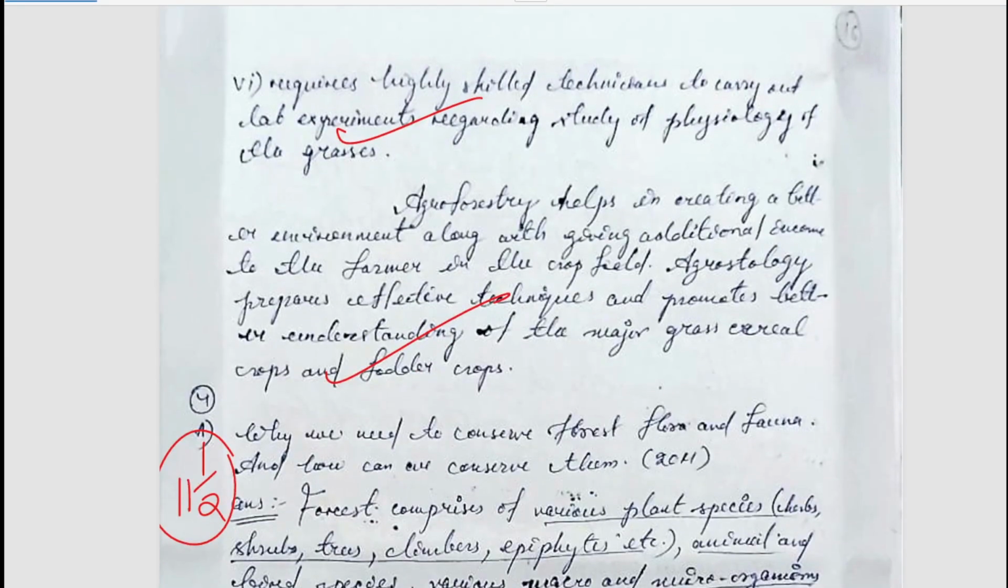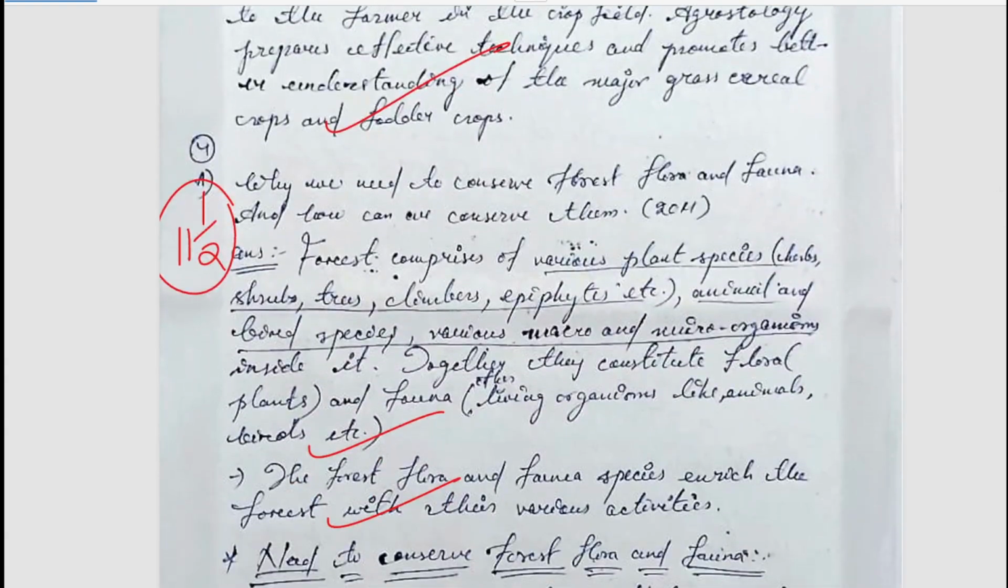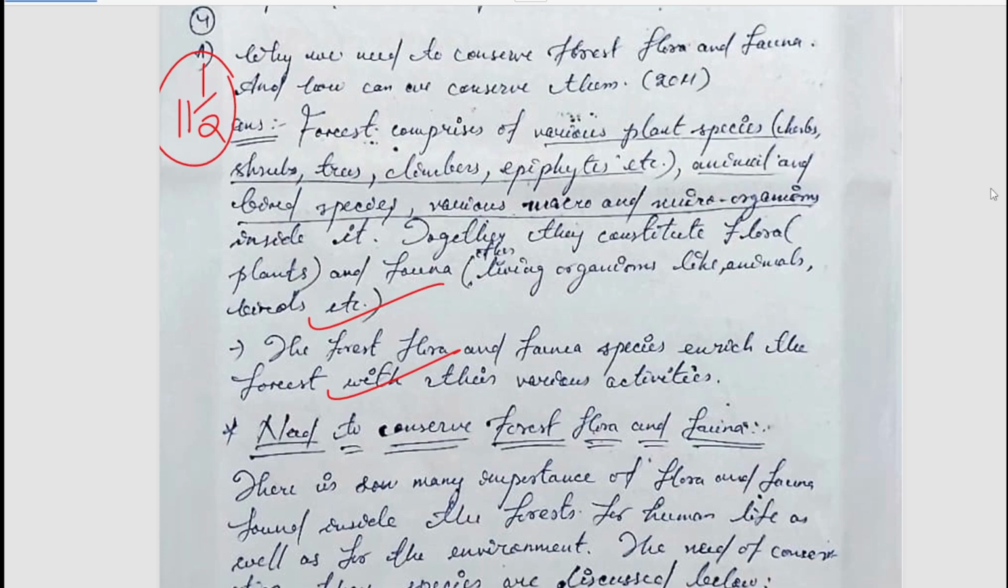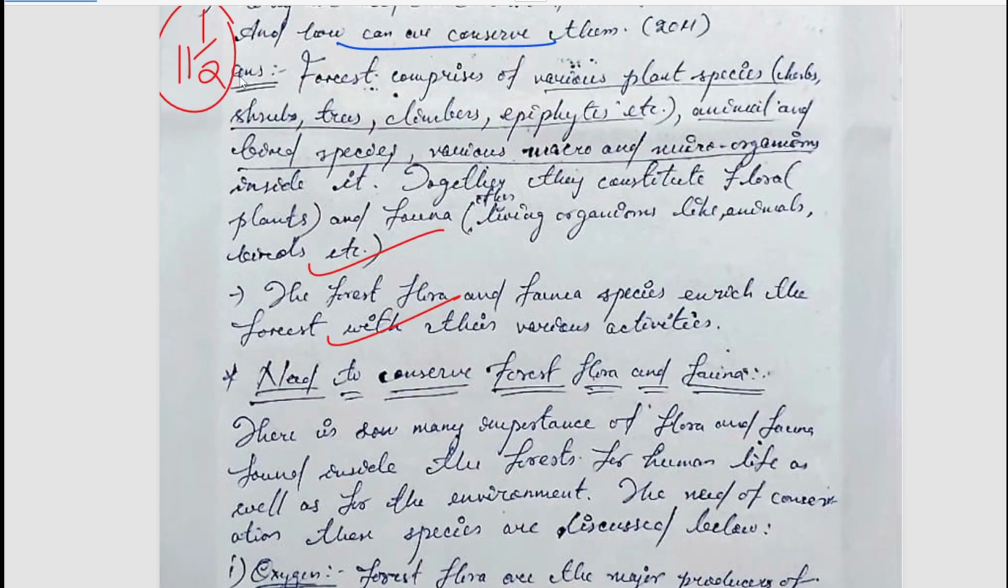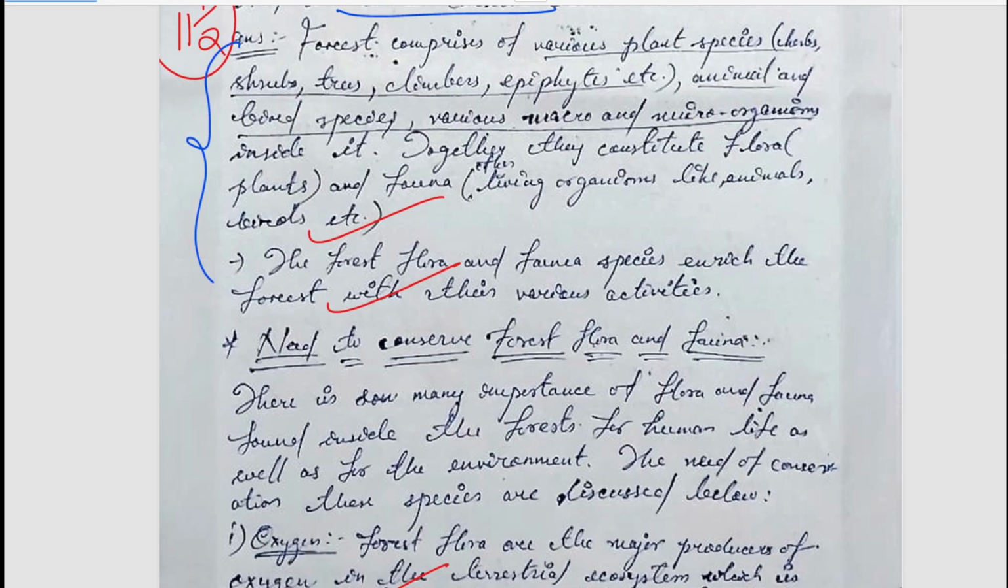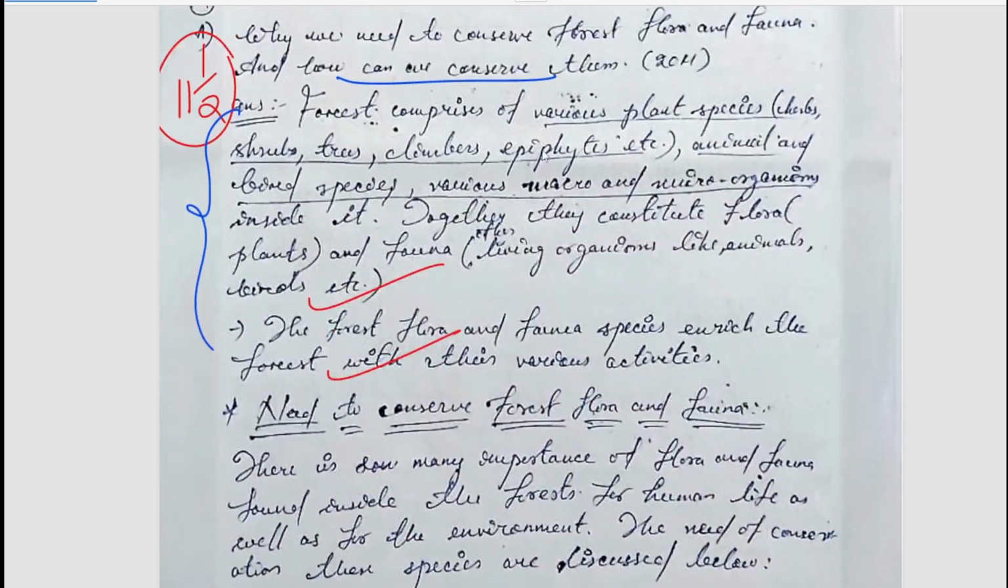So a written point. Now let's move to the next question. The next question is why we need to conserve forest flora and fauna and how can we conserve them. So why we need, especially in the introduction you can write about various plant species, and you can highlight how many species there are, how is the density of species of forests. So that can be written in the introduction, which is mentioned here. You can simply pause and read it here.